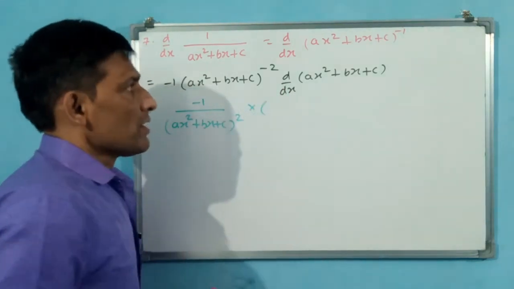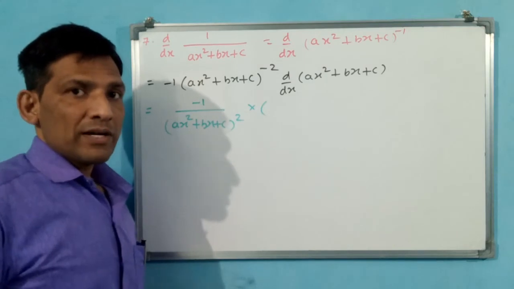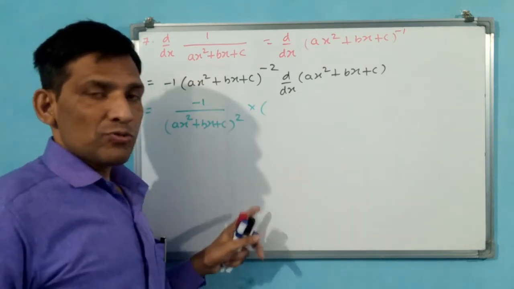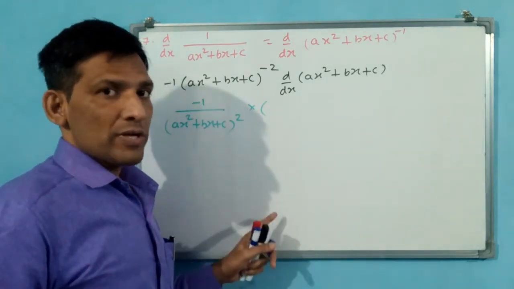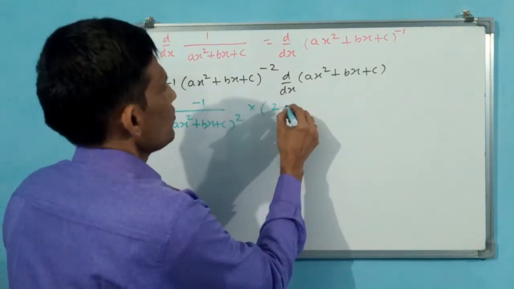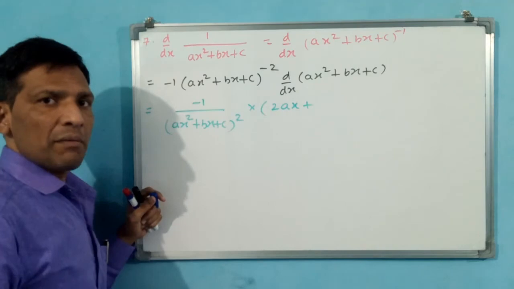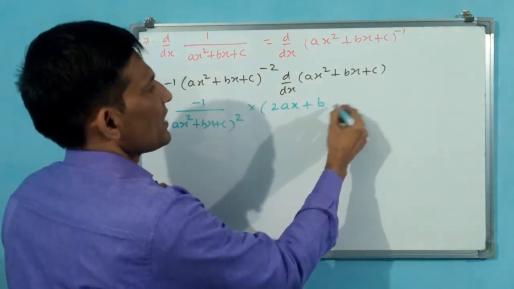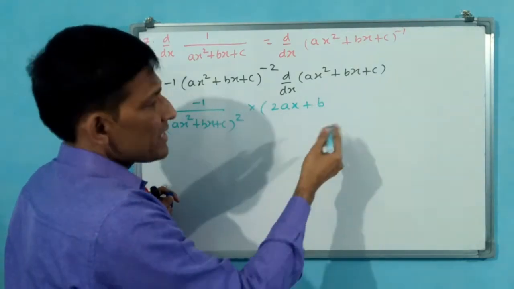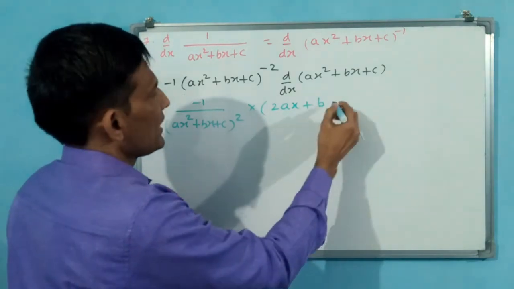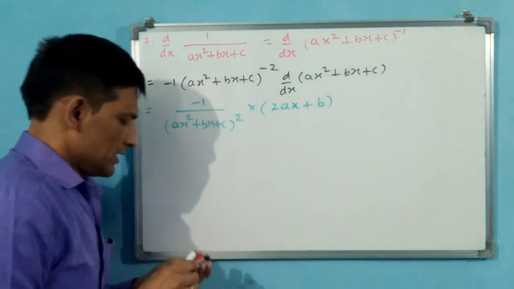Now you see, d by dx of ax square means what? a is common, x square gives 2x, so a into 2x, that means 2ax. Plus d by dx of bx is b. Plus c, I am not writing the 0, again you are going to get confused. Like this only I will keep it.